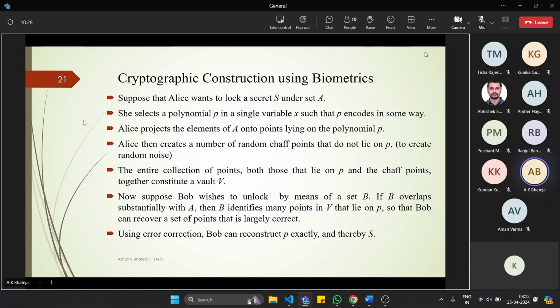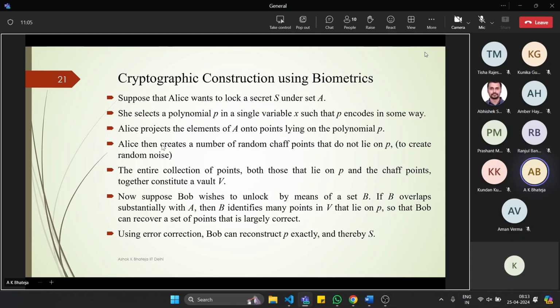This is just like introducing noise. The entire collection of points, both those that lie on P and those not lying on the polynomial P, we call the chaff points. They together constitute a vault. So this will be a bigger set. V is the set of points. Some of the points are lying on the polynomial, and there are some points which are not lying on the polynomial. Now suppose Bob wishes to unlock by means of a set B.